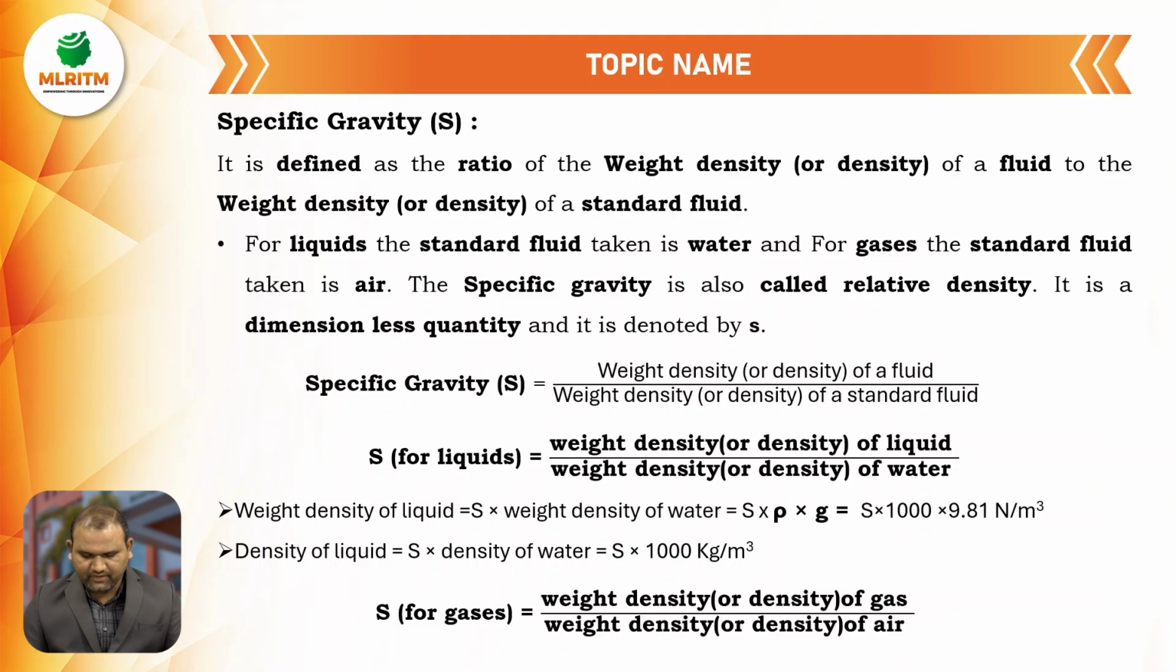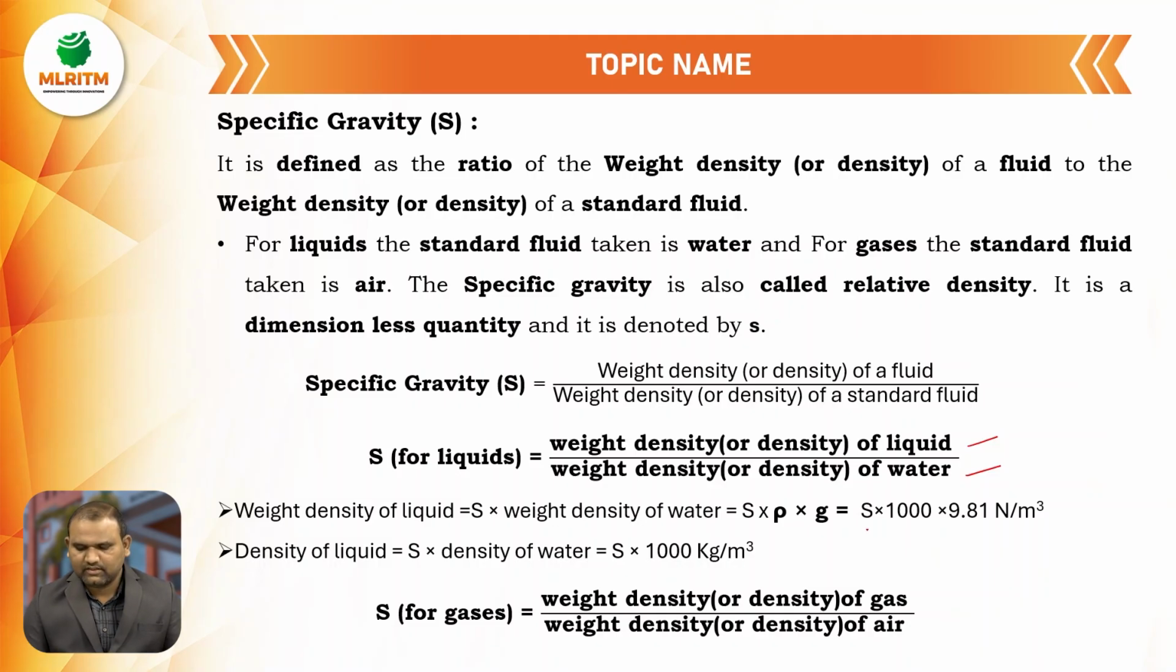Specific gravity for liquids: weight density of liquid or density of liquid to the weight density or density of water. The weight density of liquid is equal to S into weight density of water. We can represent it as S into rho into g. The weight density of water is rho into g.